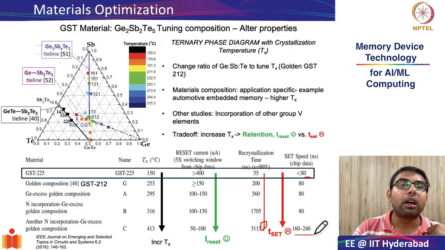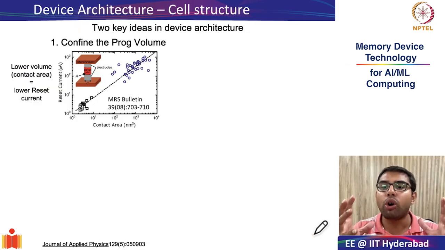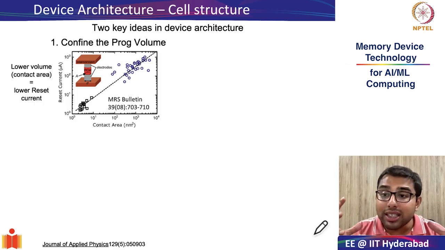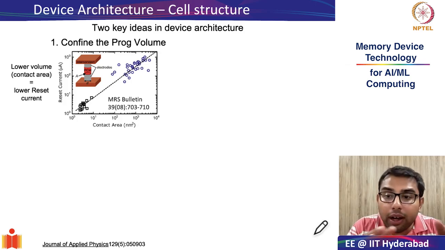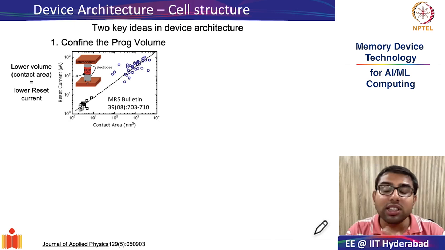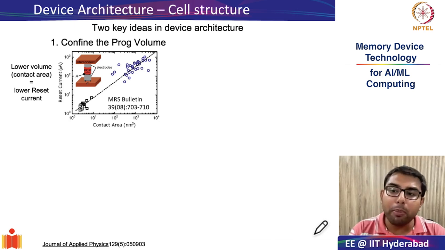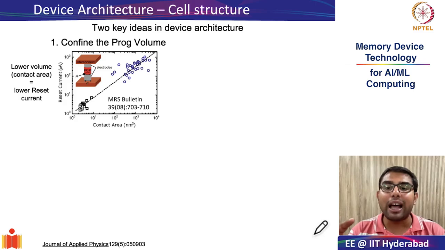Okay, with this understanding, let's start to focus on the device design or the cell architecture. How do you design the cells so that you get very efficient switching characteristics? Now, this is guided by two key principles. So, the first principle is that you need to confine the programmable volume. Now, what is this programmable volume? The programmable volume of the PC RAM is the GST material, which will actually undergo the phase change from crystalline to amorphous back and forth.